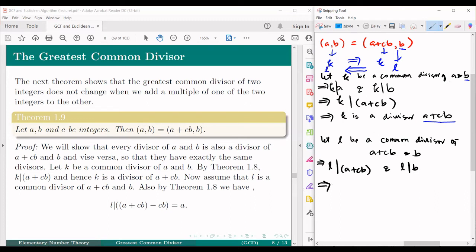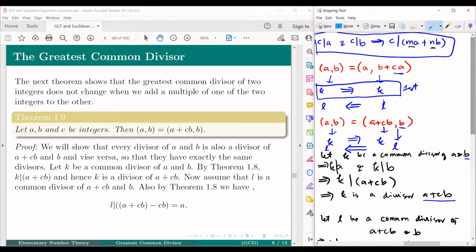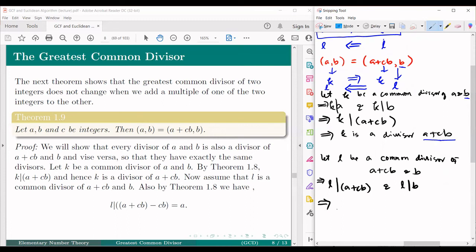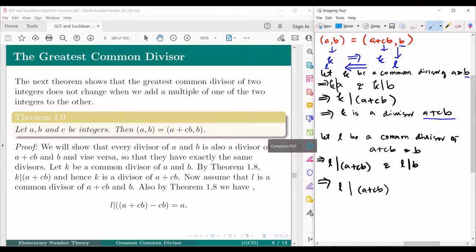Now, using theorem 1.8 again, we have this one. If C divides A and C divides B, this implies C divides the sum of MA and NB. From theorem 1.8, we can say here that L divides A plus CB. By the way, this is minus, right? But in our theorem, we have plus there. But then we may have, I'll just write it here, plus negative C times B.